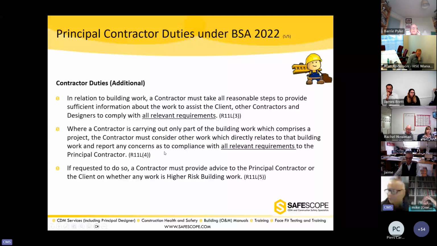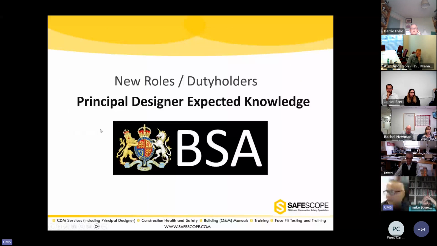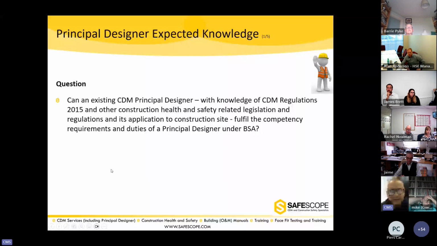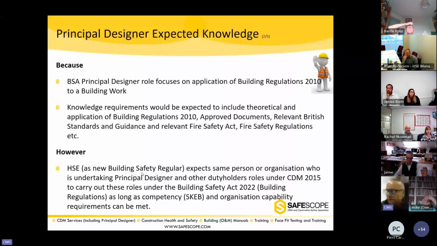What is the expected knowledge of a principal designer? Again, rushing a little bit quick. Can the existing principal designer act as a principal designer under the Building Safety Act, and would their knowledge be good enough? Of course not. I think we say their knowledge won't be good enough, because the BSA principal designer focuses on the building regulations. Knowledge requirements are different and huge.